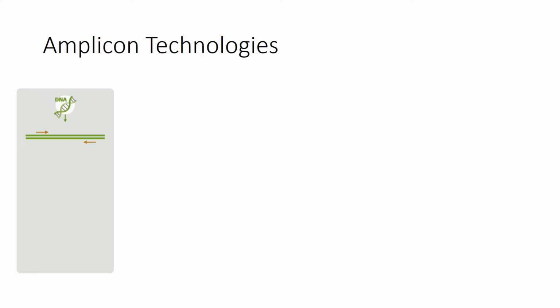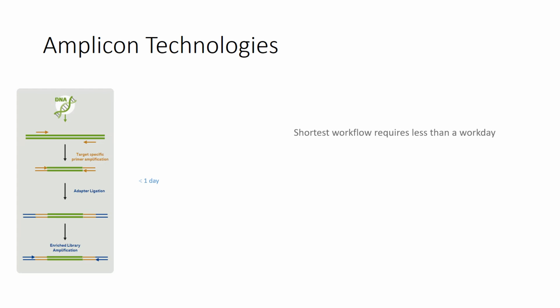Next is amplicon technologies. So again, we start with double-stranded DNA and we use target-specific primers. This is denoted in brown. These go through PCR, so target-specific primer amplification, and usually this is a limited amount of amplification, so a limited number of cycles. Following this, these universal adapters, again, these sequencer-specific adapters, are ligated onto the ends. And then these libraries are amplified through PCR.